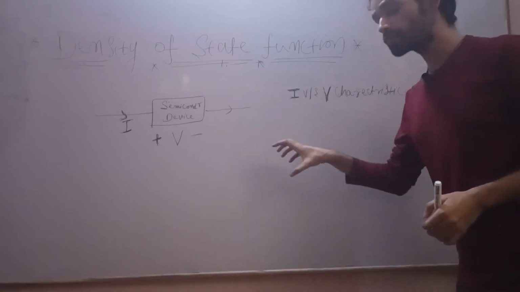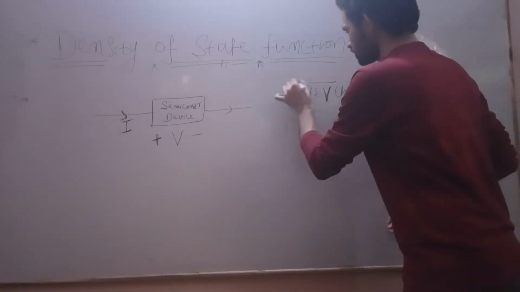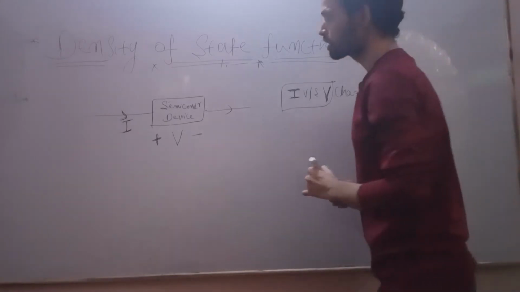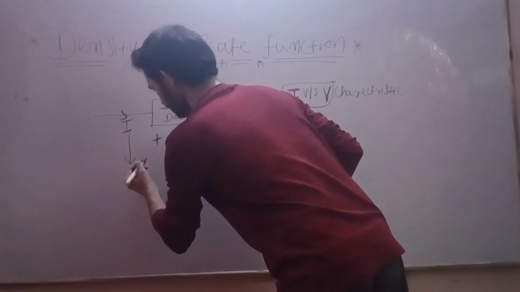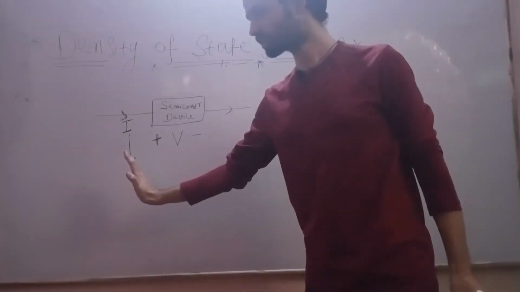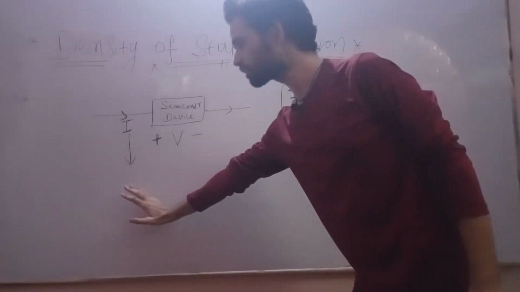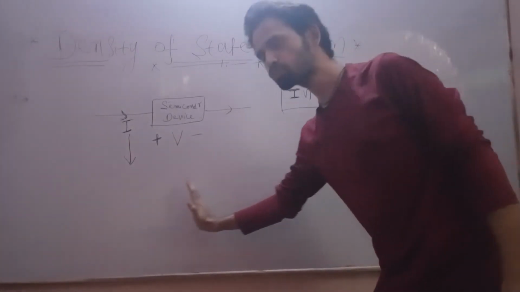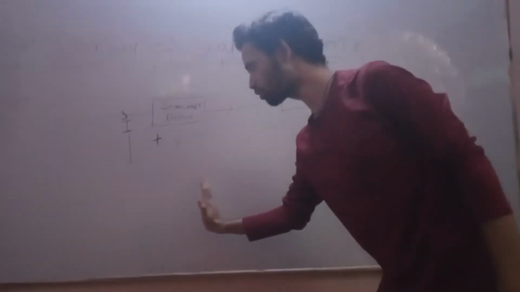So we wish to describe the characteristic of this current versus voltage. Therefore, what is that current? Current is nothing more than the flow of charge carriers. Yes or no? The current is nothing more than the flow of charge carriers, in the sense of the flow of electrons or the flow of holes.